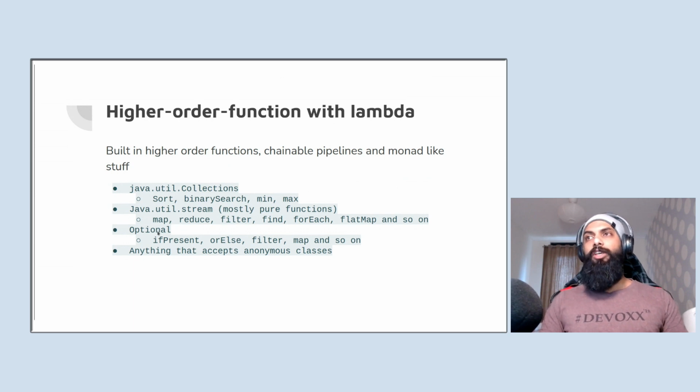Then we also have the Optional class, which provides, of course, the optional implementations. It also provides functional methods like ifPresent, orElse, filter, map, and so on.